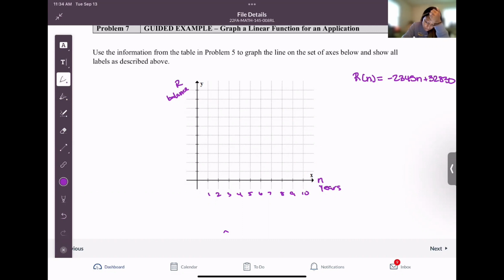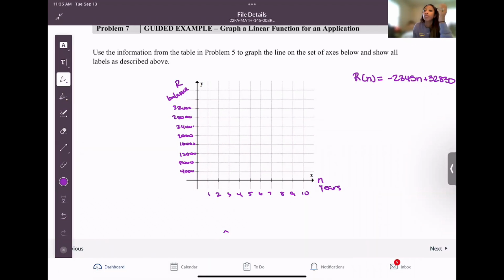We can go by, let's see, 1, 2, 3, 4, 5, 6, 7, 8, 9, 10. I said we can go by 4,000s, okay? So if that's 4,000, 8,000, 12,000, 16,000, 20,000, 24,000. Did I skip one? Forgot how to count by 4s for a second. No, believe me, 28,000 and then 32,000. That could work. Okay, that's one way you can write this out.